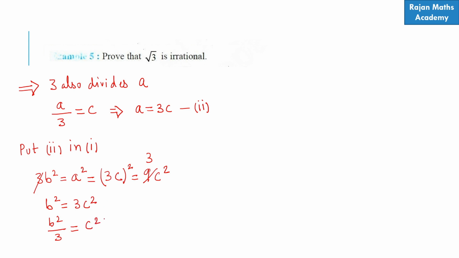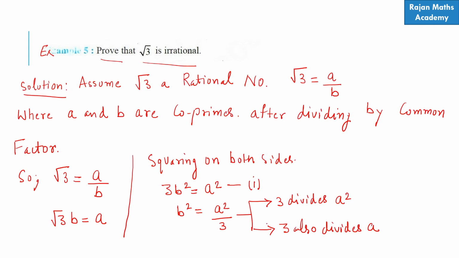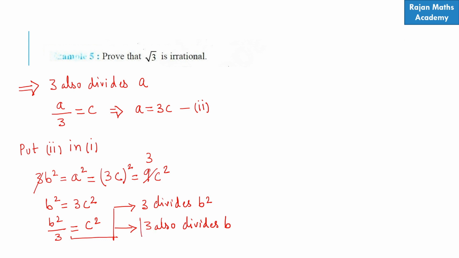So this implies 3 divides b square. So from theorem 1.2 we also say 3 also divides b. So earlier we have seen 3 divides a, and now we have seen 3 also divides b.